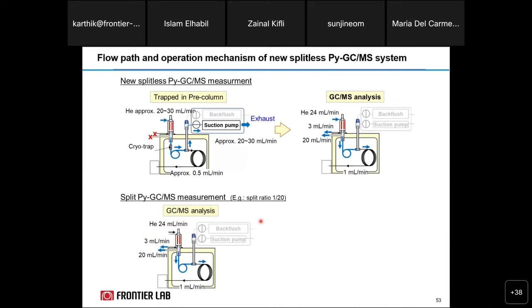As I mentioned earlier, this is basically a three-step process, but it is automatic. First you have this trapped in the pre-column, which is done with the help of a suction pump, where the average flow rate will be 20 to 30 milliliters. So the polymer pyrolysates will be trapped here. Then you do the analysis. After analysis, you do the backflush. By doing that, you are able to use this equipment for continuous analysis.